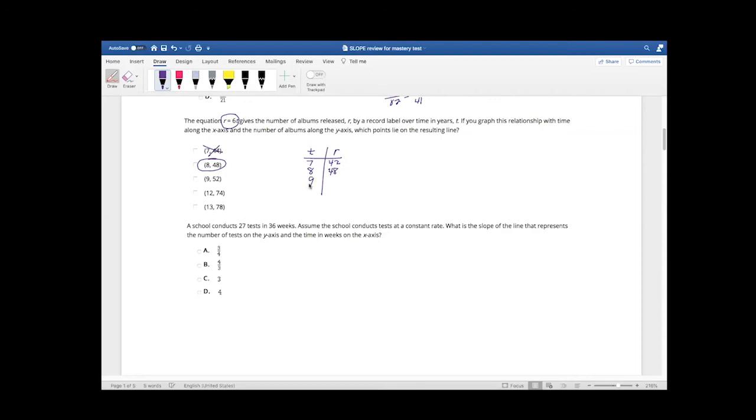9 times 6 should give me 56. This point does not work for this situation. 12 times 6 should be 72. Does not work. And then last one, check 13 times 6, and yes, that is 78. And so these 2 points would lie on the line. They make this equation true both for the R and T.